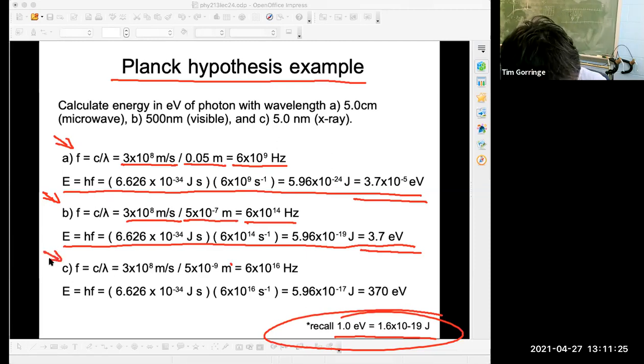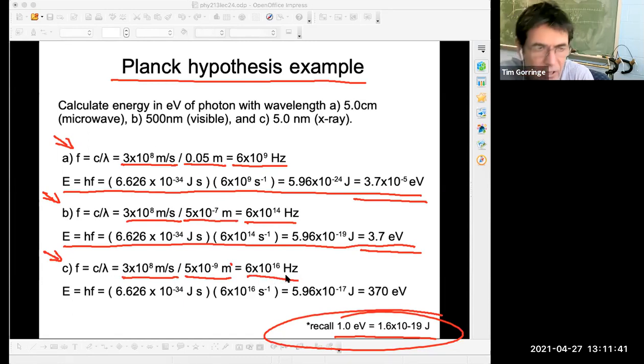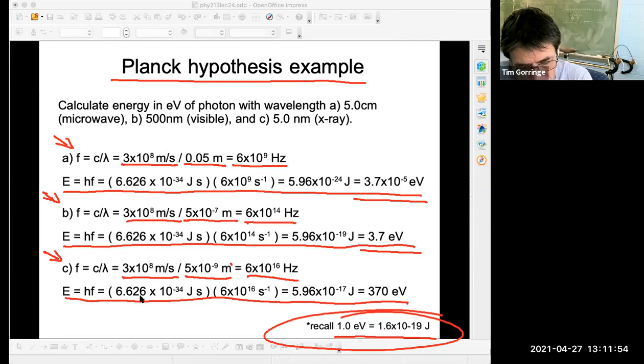And then finally, we're in the dentist chair, we're being x-rayed. To calculate the packet size, again, we need the frequency. We know the speed, we know the wavelength, and we can divide one by the other. We get the frequency of the dentist's x-rays, which is now 6 times 10 to the 16 hertz. Once we know that frequency, we can plug it into Planck's equation. Multiplying by Planck's constant, we get 370 electron volts, about 100 times bigger than visible light.